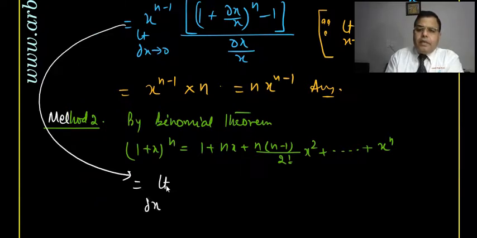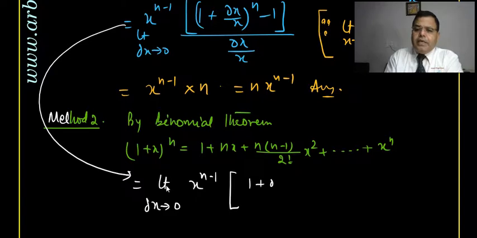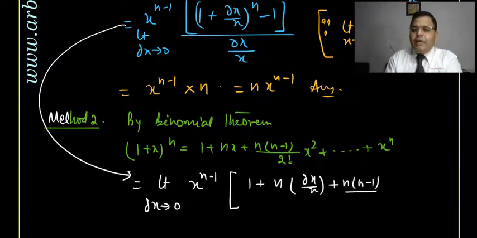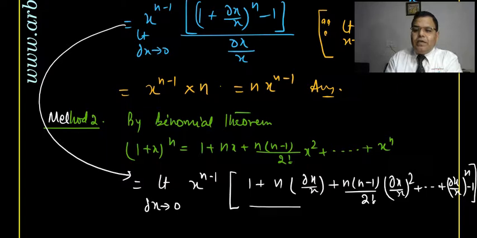Limit delta x tends to 0, x to the power n minus 1 into, this can be written as 1 plus n times of delta x by x, plus n into (n minus 1) by 2 factorial (delta x by x) whole square, like this. Finally it will come (delta x by x) to the power n, isn't it, and minus 1 whole divided by delta x by x. So this one and this one will cancel out, isn't it?